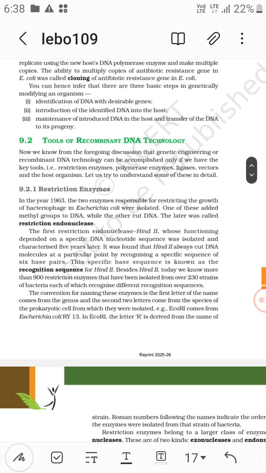In 1963, two enzymes responsible for restricting the growth of the bacteriophage in E. coli were isolated. Bacteriophages are the viruses that cause infection in E. coli. One of these enzymes added methyl groups to the DNA, while the other cut DNA. The latter one, which cuts the DNA, is restriction endonuclease.